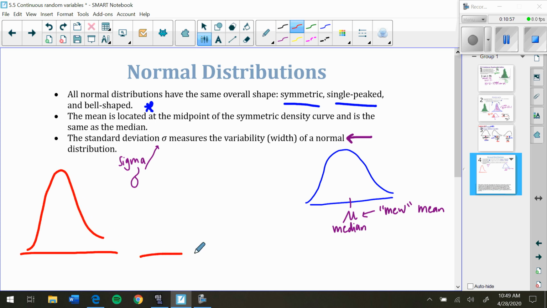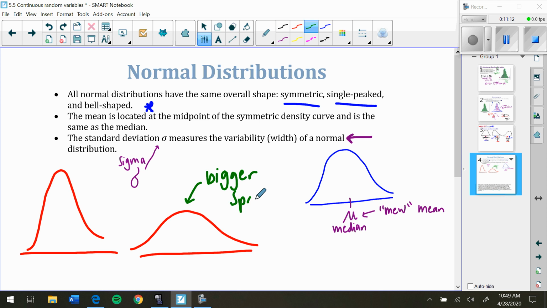I'm going to draw two different normal curves here. And if I look at these, this distribution right here has a much bigger spread. It is wider than this little guy over here, which means the standard deviation of, let's say this is distribution A and this is distribution B, so the standard deviation of A is less than the standard deviation of B. Standard deviation is telling us how spread out it is.